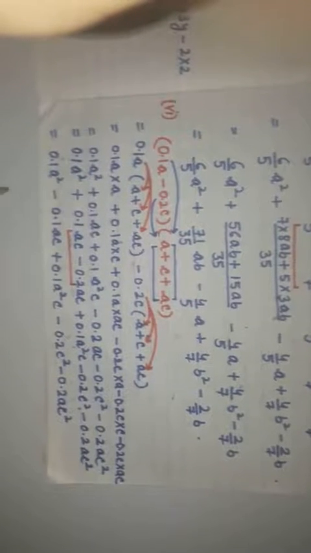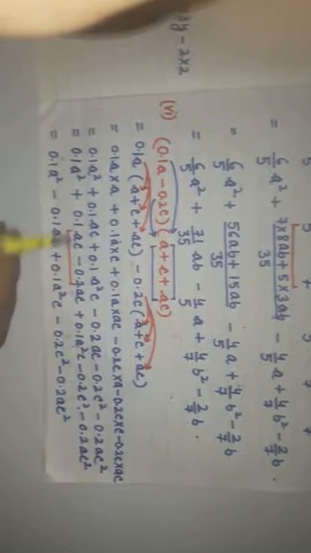minus 0.2 AC plus 0.1 A square C minus 0.2 C square minus 0.2 AC square. In this case, again these two terms are like terms having the same variable, that is AC and AC. We will solve this. So 0.1 minus 0.2, minus plus minus is there. When we subtract this, we get 0.1, but the sign of the bigger number, that is minus. So this is the answer of this part.